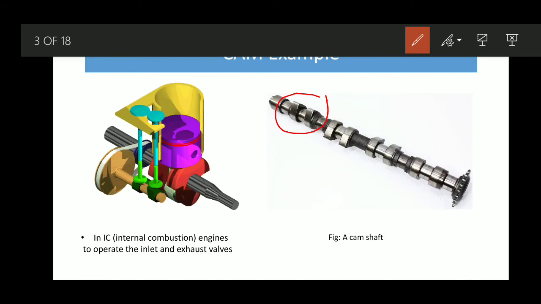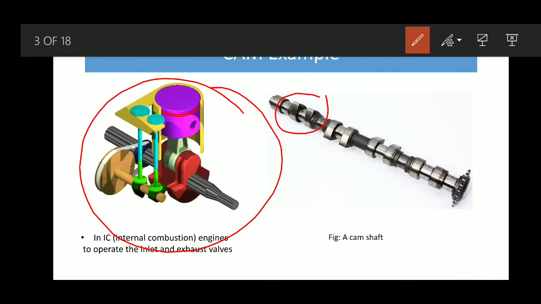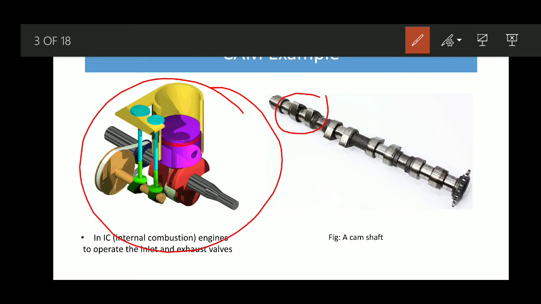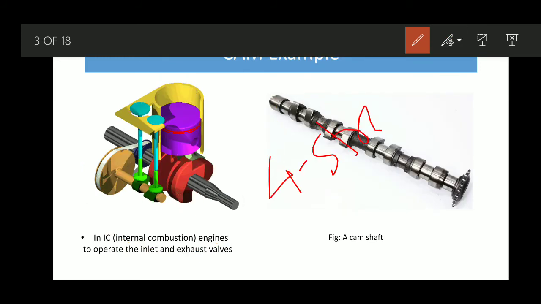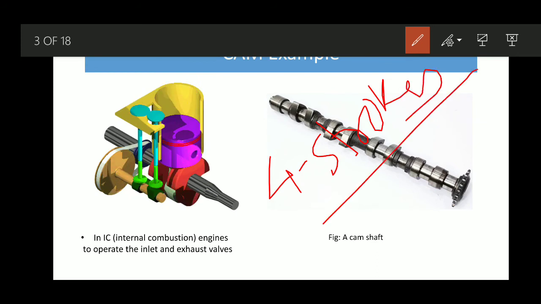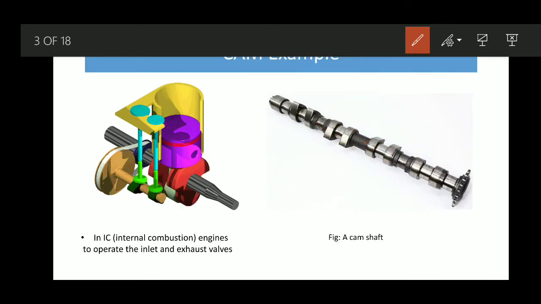Now in this animation you can see that in an internal combustion engine a cam follower is operating the inlet and exhaust valves. All of you already know, from previous knowledge of a 4-stroke engine, what the four strokes are: suction, compression, expansion, exhaust. In those cases there is a requirement of fuel intake, and similarly during exhaust we have to take out the exhaust gases. So you know that there are certain valves there.